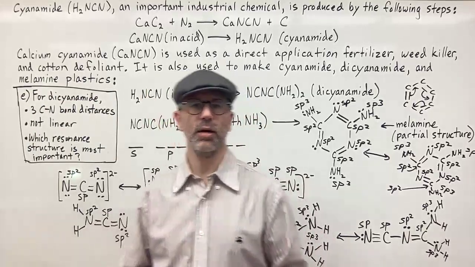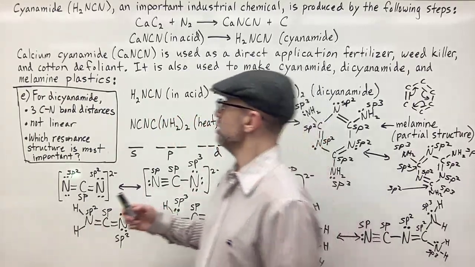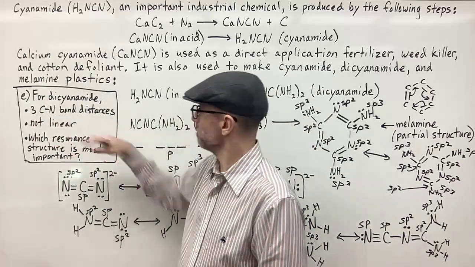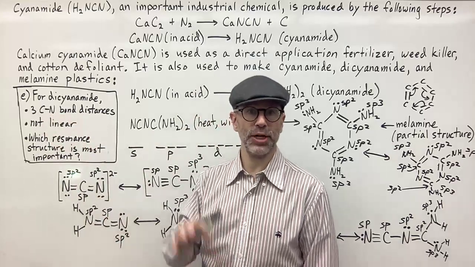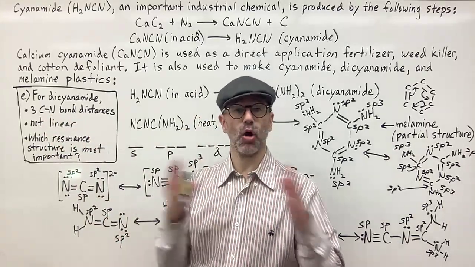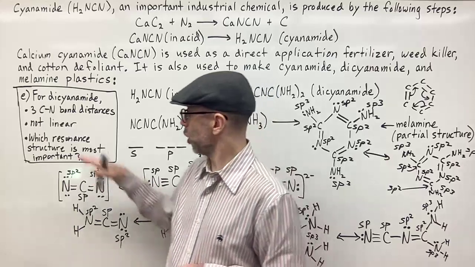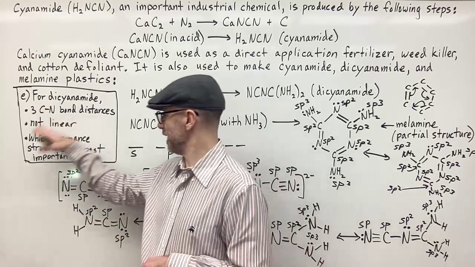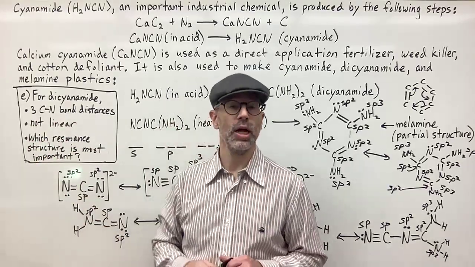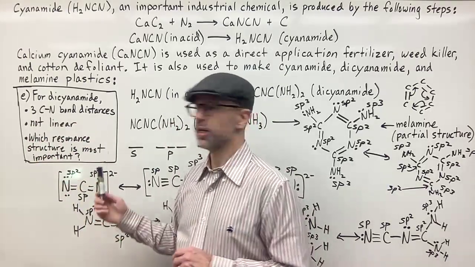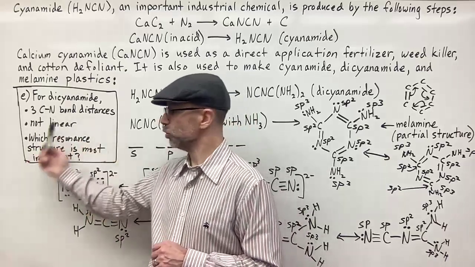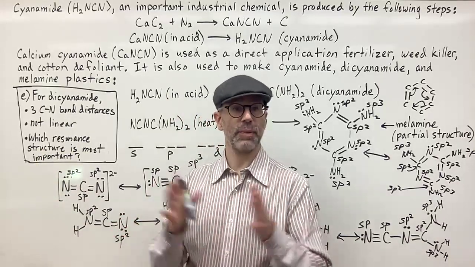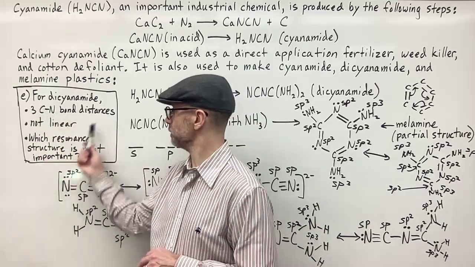Okay, let's get into letter E. So for letter E, they're telling us, okay, so for dicyanamide, we're told that there are 3 different CN bond lengths, so they're not all the same bond length. We're told that it's not a linear molecule, and they want to know which resonance structure is the most important. So these are kind of linked together because the most important Lewis dot structure is going to determine the overall shape and bond length and all that stuff. So that'll explain these things.